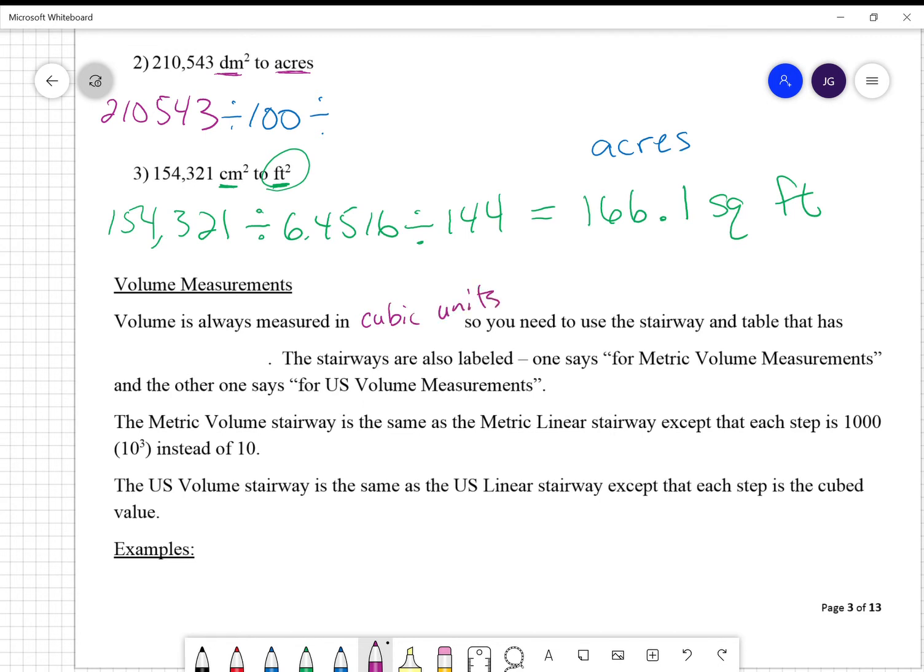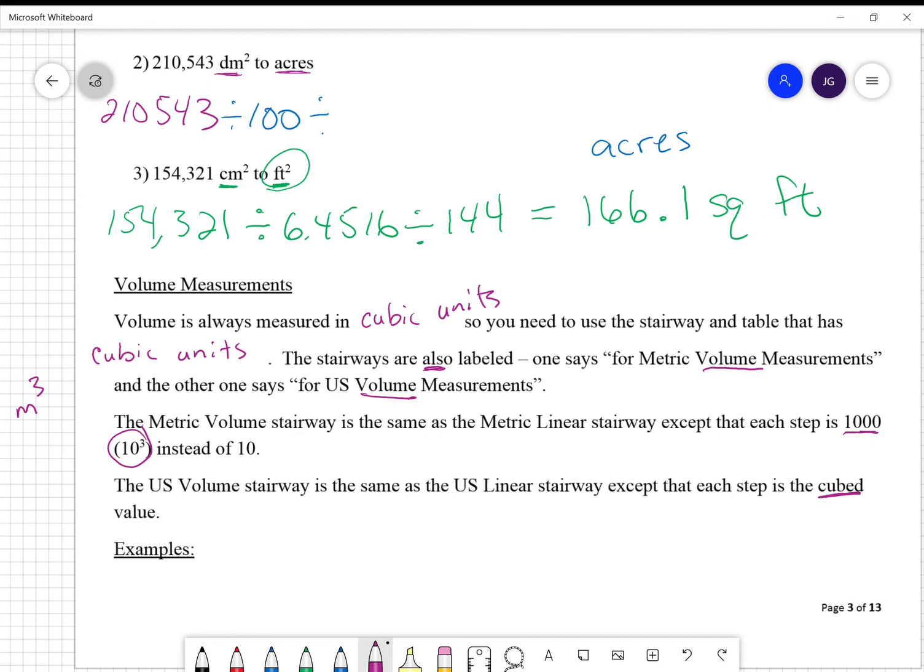So you need to use a stairway and table that has cubic units or something cubed, like meters cubed. The stairways are also labeled. It says metric volume measurements and US volume measurements. The metric volume stairway is the same as the linear stairway, except each step is 1,000 instead of 10. 1,000 is 10 cubed. And the US volume stairway is the same as the US linear stairway, except each step is cubed.